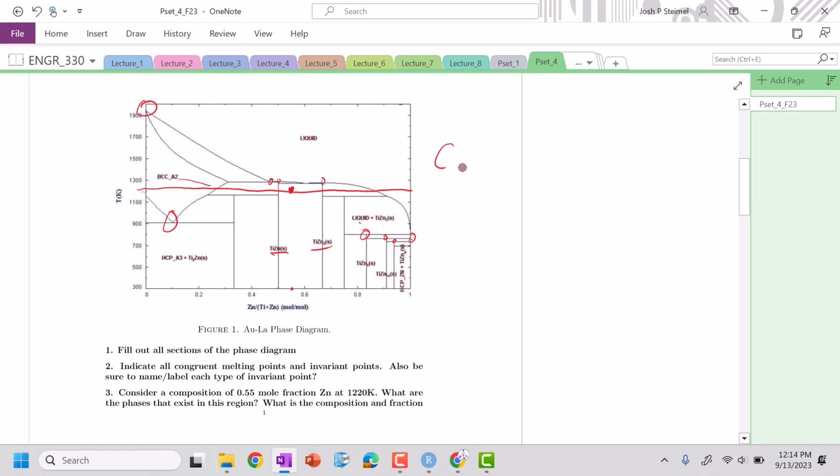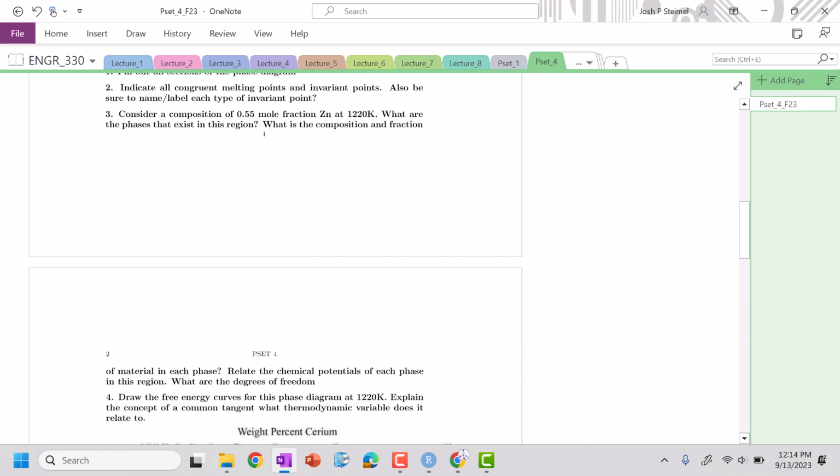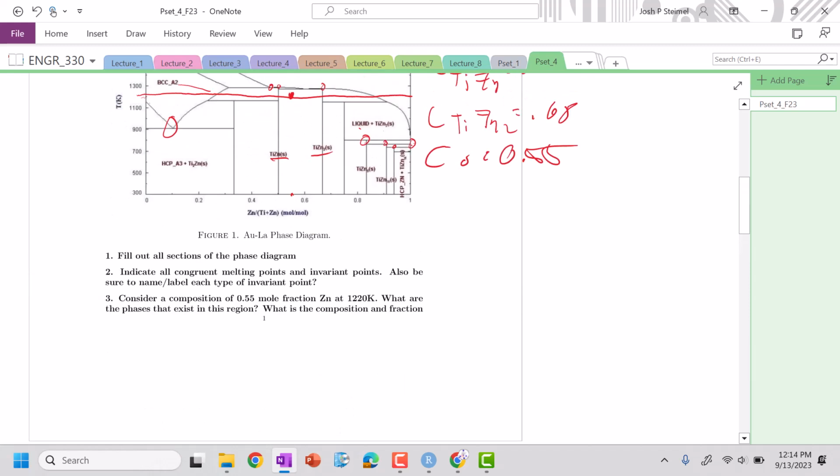The composition of TiZn is equal to 0.5. The composition of TiZn2 is about, let's see, 0.7. Let's just say 0.6. It's not quite that. Let's just say 0.68. Again, arbitrary, I don't care too much about this. And my initial composition is equal to 0.55. Here we go. What is the composition and fraction? So there we got the composition.